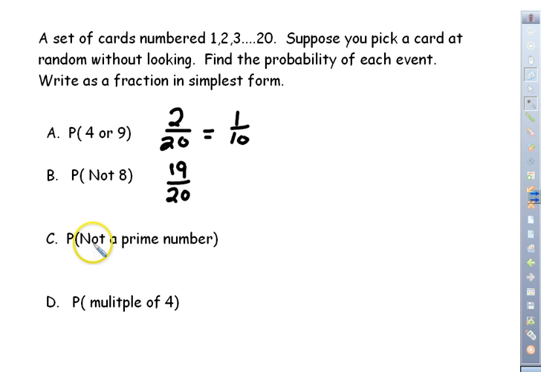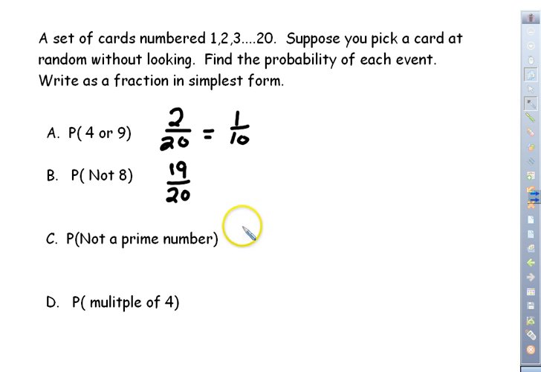For letter C, the probability of a number that is not a prime number. Well, numbers that are not prime means that they are composite numbers. This gets to be a little more complicated, and we have to be very, very careful when we do this, because of the fact that, and we've discussed this before, 0 and 1 are not considered prime numbers. They're not prime or composite, so we have to be very, very careful with that.